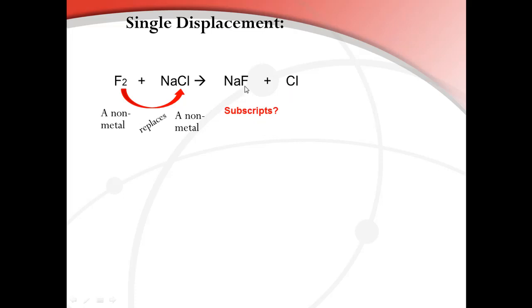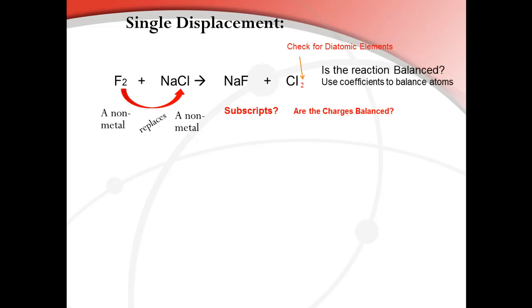Next, make sure you have the correct subscripts. Sodium is +1, fluoride's -1. Good, those charges balance. But chlorine here is one of the 7 diatomic elements. So you have to check for these tricky diatomic elements. Make sure it's not just Cl, but Cl2. Once you have the correct subscripts, now you can go through and ask if the equation is balanced. So remember we use coefficients to balance the atoms. We use subscripts to balance charges.